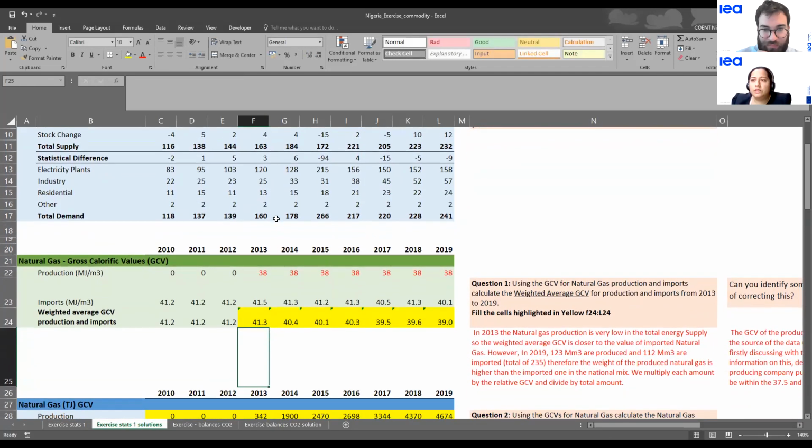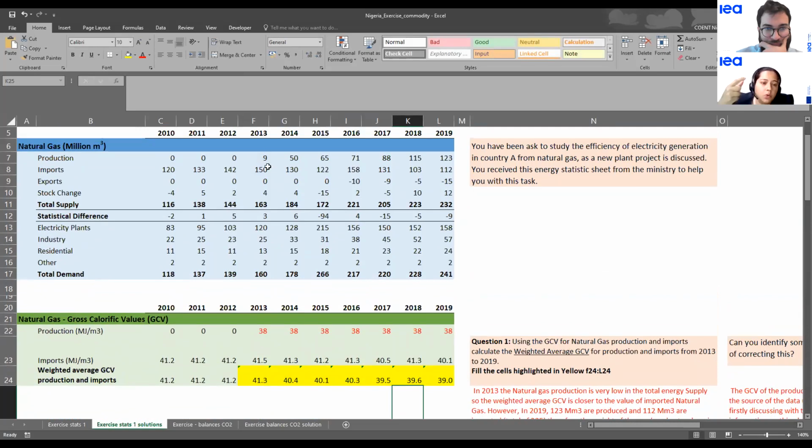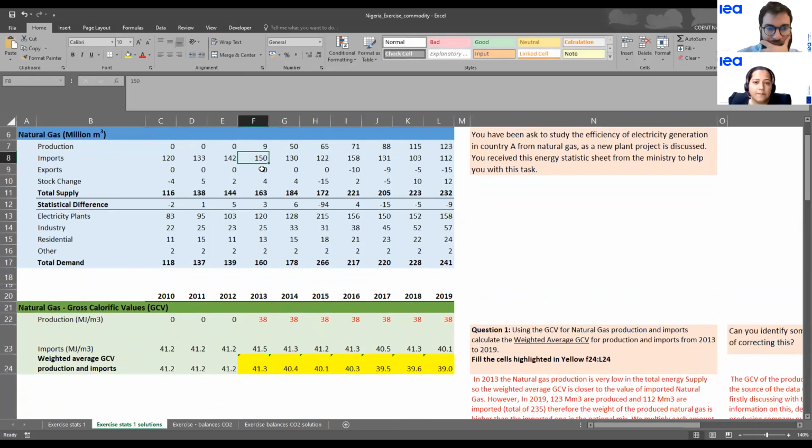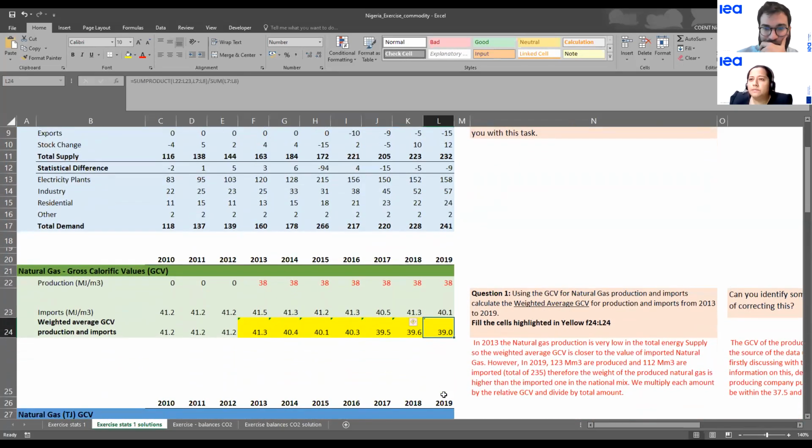So if we look a bit more at what the weighted calorific value means, you see that for 2013, it's closer to the imports value than to the production value. That's because your quantity of imports is much, much higher than your production. So it's normal that your weighted average is more weighted towards your imports. But if you look at 2019, where you have more or less the same amount of production and imports, you see that your weighted average value is in between 38 and 40. So that was the first question.